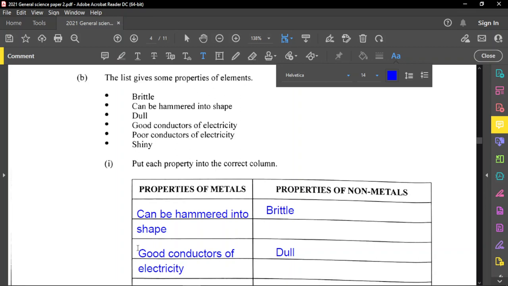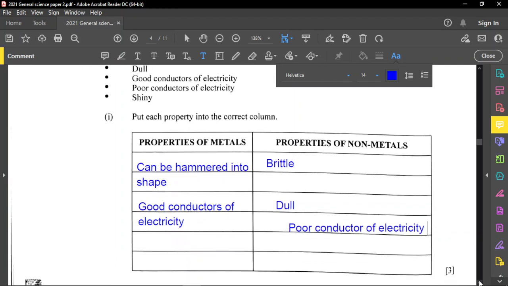And there's poor conductors of electricity now, which would be the non-metal. So this is a poor conductor of electricity. So metals are good conductors of electricity, and non-metals, they are poor conductors of electricity.